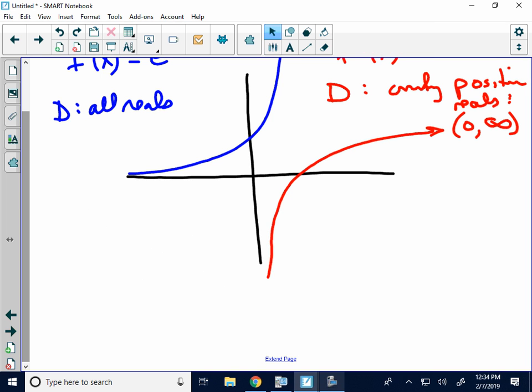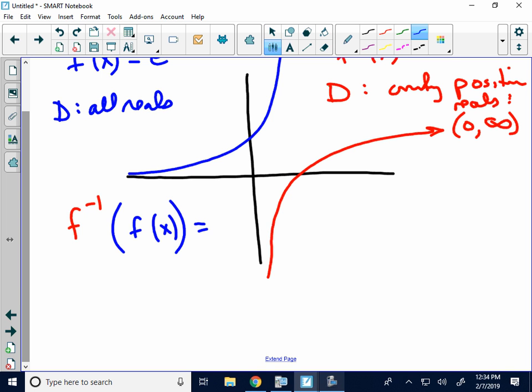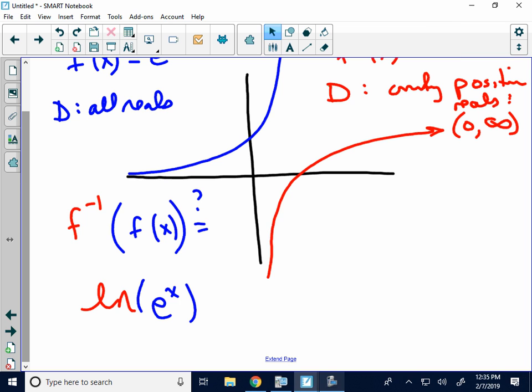Suppose I had f inverse of f of x. Okay, so what's going on there? The innermost function is e to the x, and the f inverse function was the natural log. So what is the natural log of e to the x? What do we get out of this function? Before I answer that, I have to ask, what is allowed to go in there?